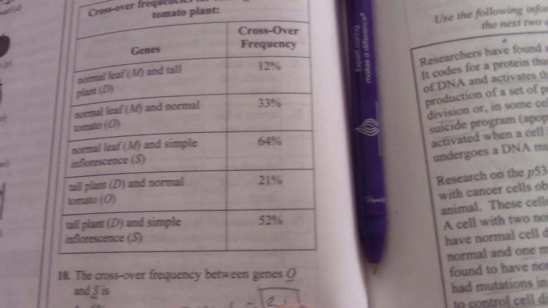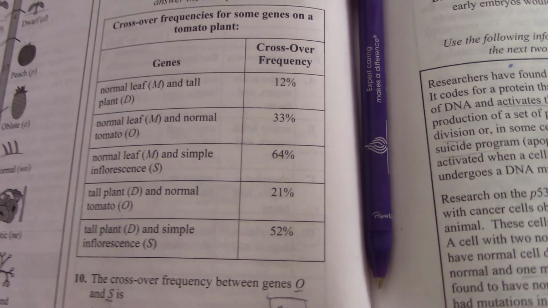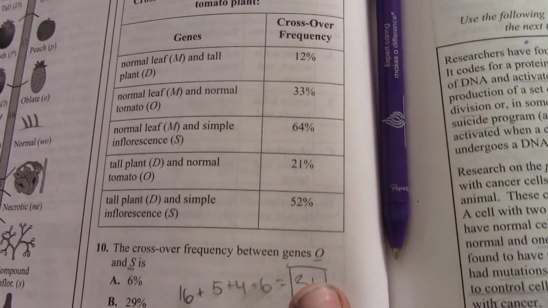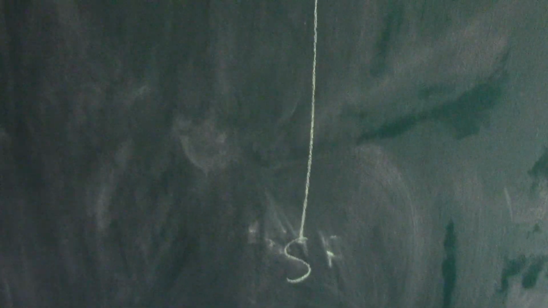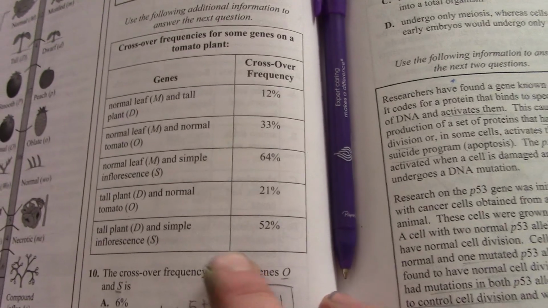Now, when we look at our map units, if you look at crossing over frequency, M and S are the furthest away from each other. So they're on the ends. So M and S, and that's 64 map units. So this is 64. Okay, so those are the ends. Now what's my second largest one? That's the next one I'm going to go to.